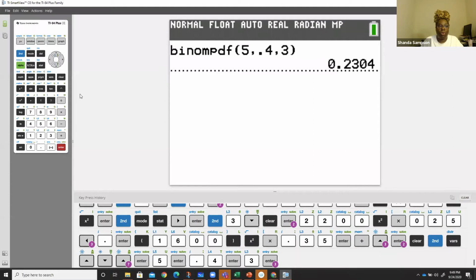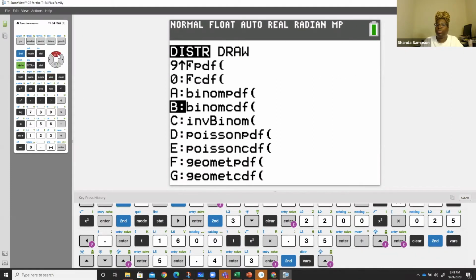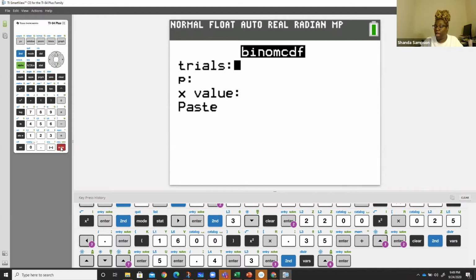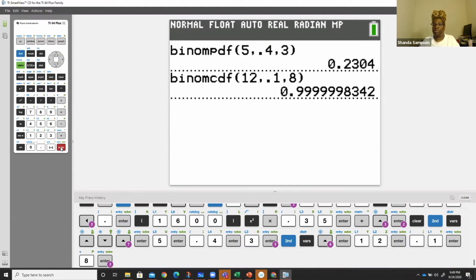So now you go to your distribution, you go to binomial CDF, and don't forget, if you have the 83 or younger 84, you need to put in NPX. Other than that, we're going to put in the numbers we have. The number of trials for that was 12, the probability was 0.1, and then the X value was 8. And see up at the top, this is a CDF function. So your answer is 0.9999, which is actually 1. But remember, for my class, it still has to be 4 decimal places.